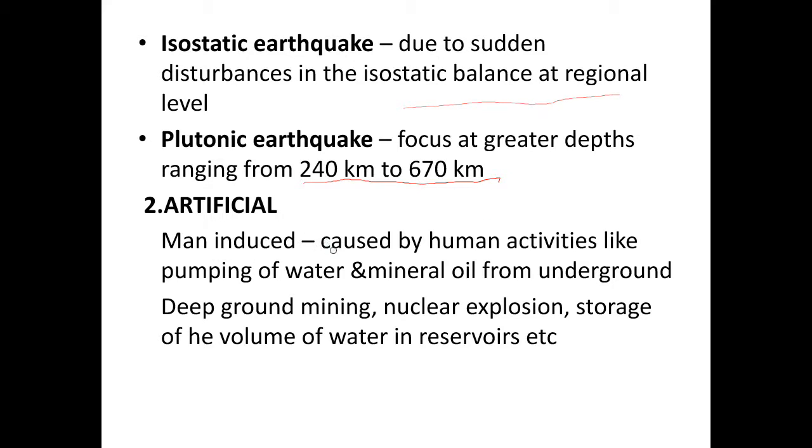Artificial earthquakes could be man-induced or anthropogenic, caused by human activities like continuous pumping of water and mineral oil from underground, and this causes an isostatic imbalance in the earth's inner crust. Deep ground mining, nuclear explosions, and storage of huge volumes of water in reservoirs can also cause isostatic imbalance.